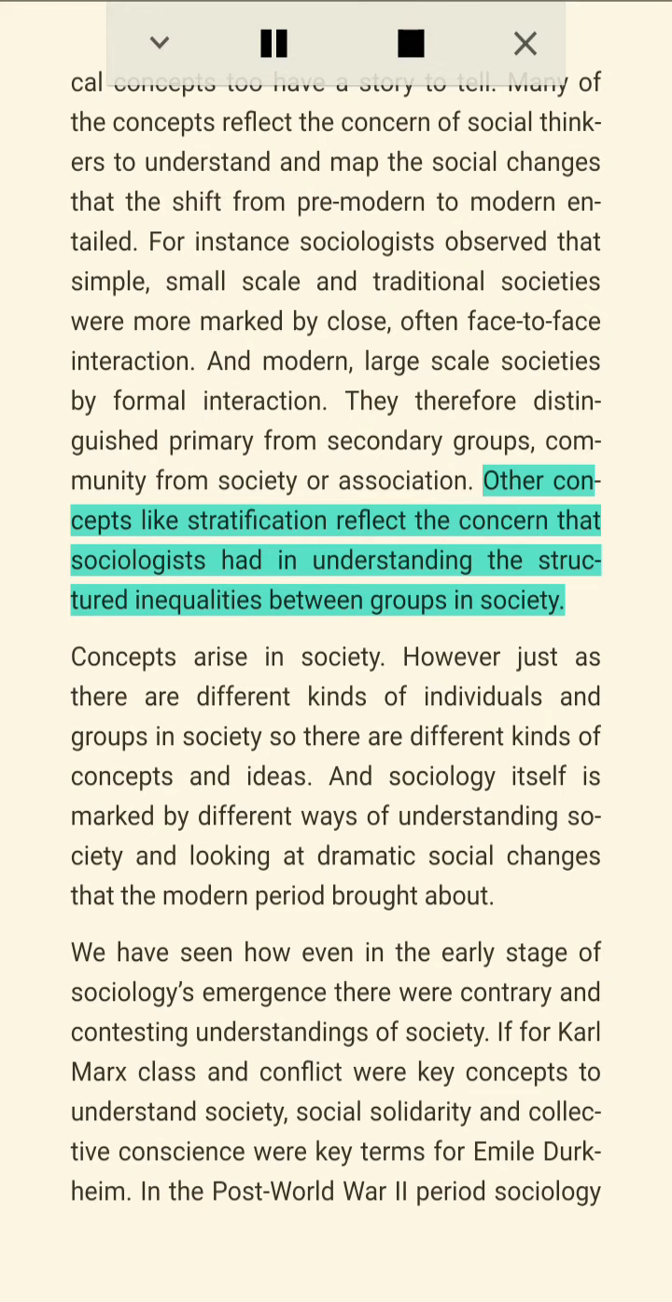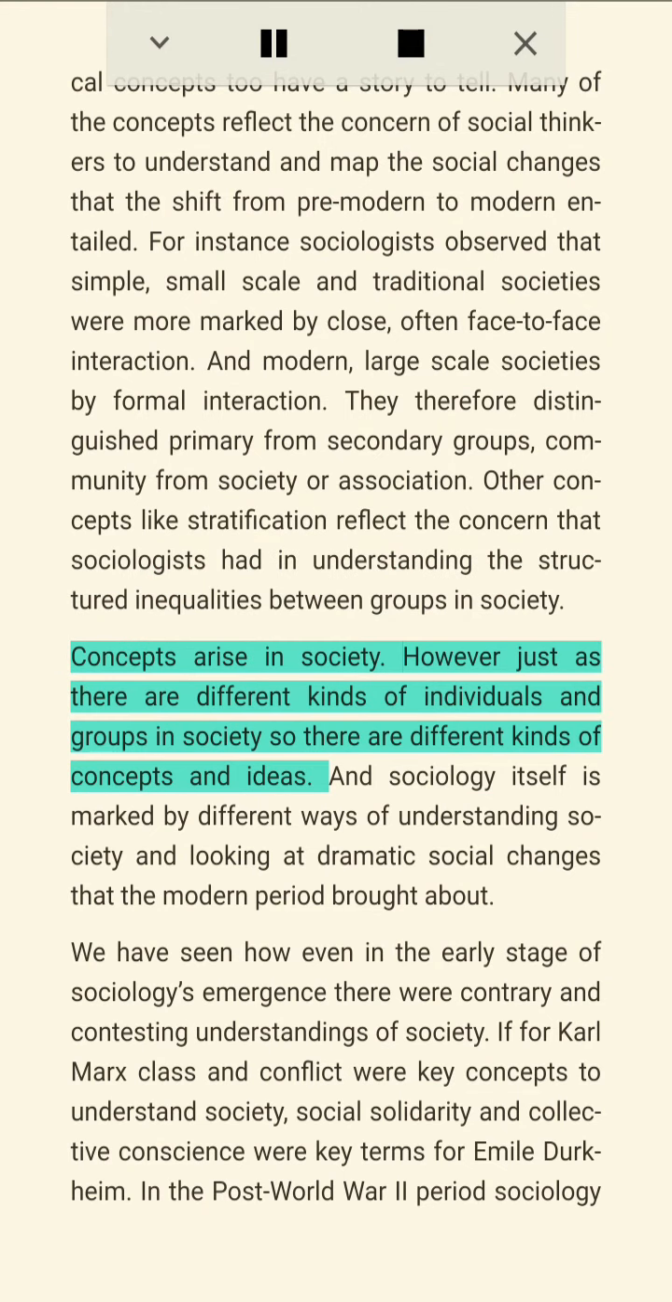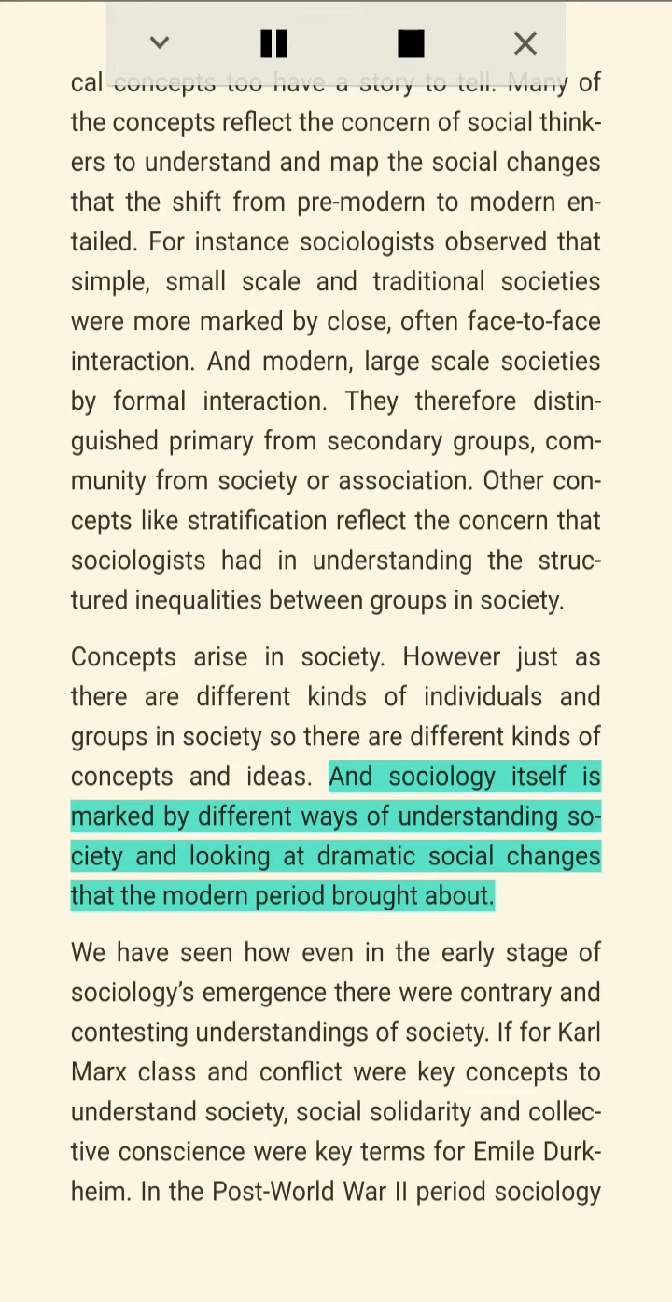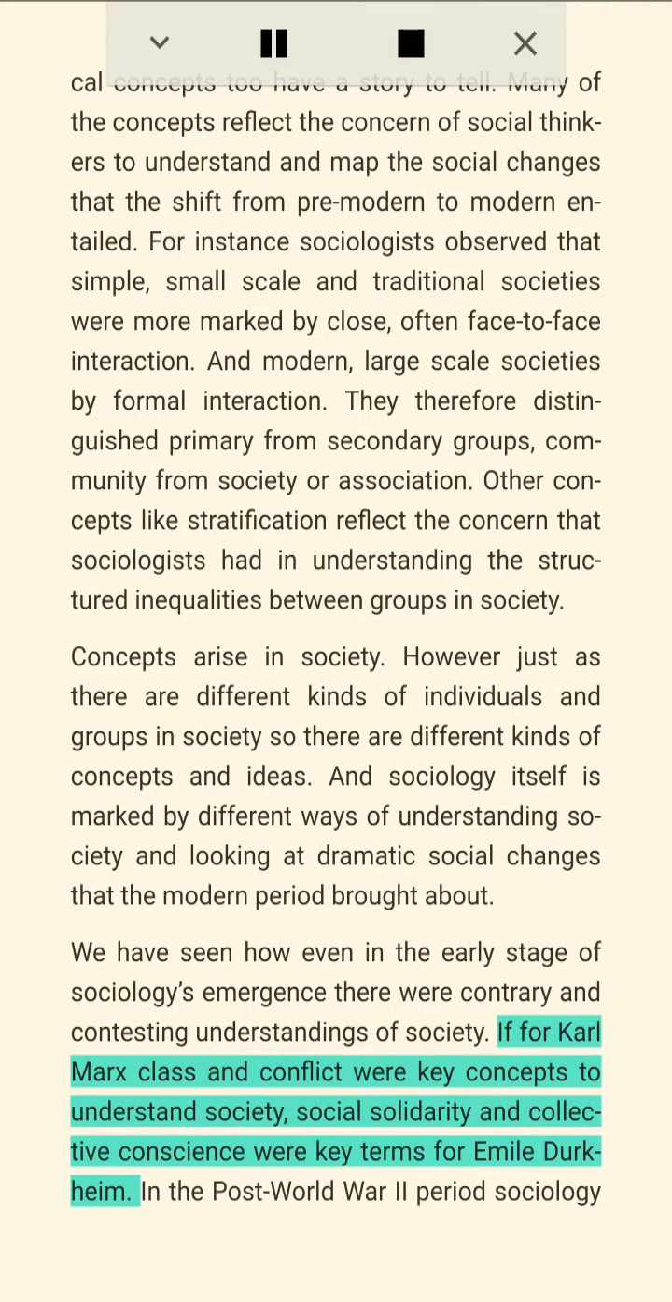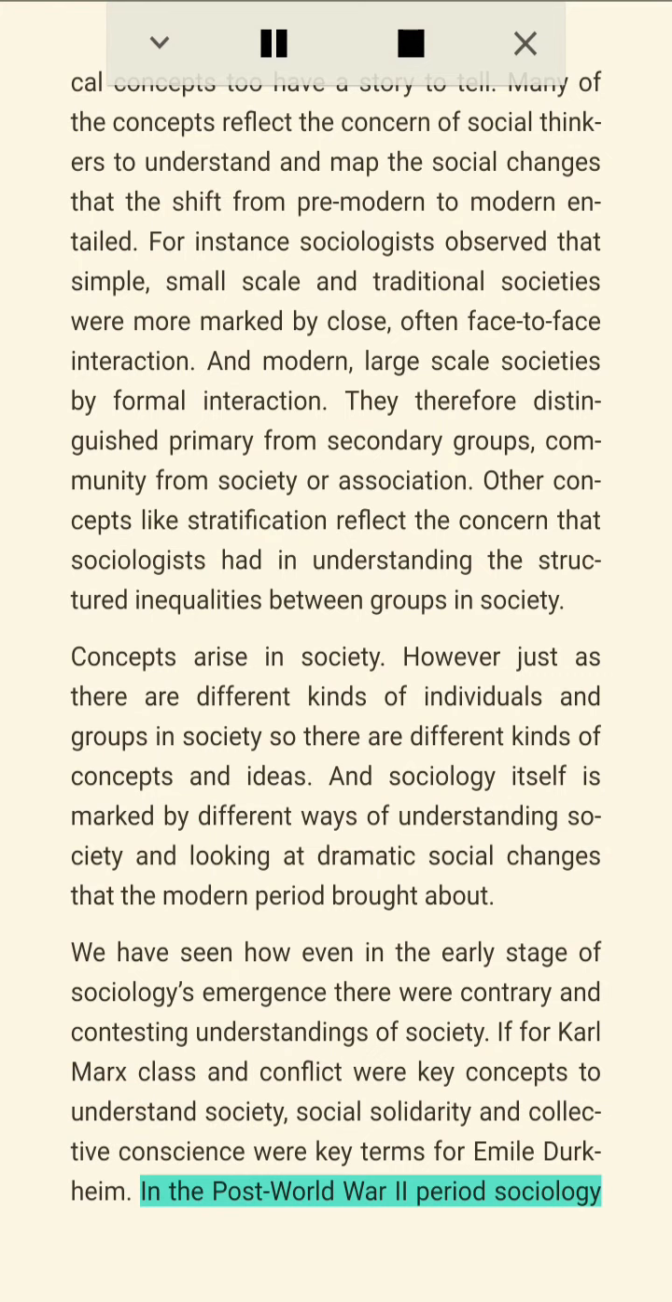Other concepts like stratification reflect the concern that sociologists had in understanding the structured inequalities between groups in society. Concepts arise in society. However, just as there are different kinds of individuals and groups in society, so there are different kinds of concepts and ideas. And sociology itself is marked by different ways of understanding society and looking at the dramatic social changes that the modern period brought about. We have seen how even in the early stage of sociology's emergence there were contrary and contesting understandings of society. If for Karl Marx class and conflict were key concepts to understand society, social solidarity and collective conscience were key terms for Emile Durkheim.